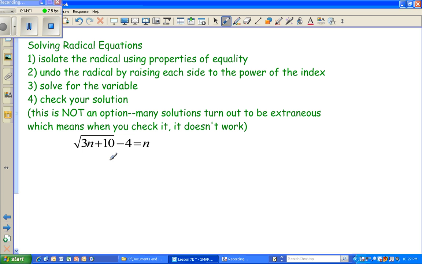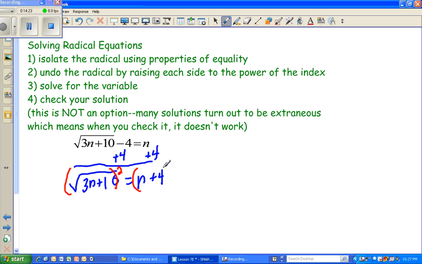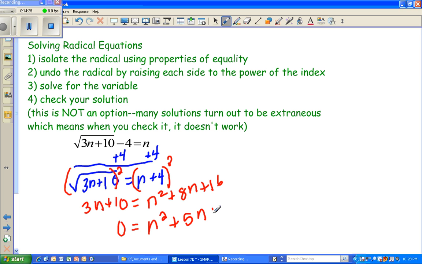All right, let's take a look at this one. You want to get the radical by itself, so we're going to take the 4 and move it over. That's going to give us our radical all by itself. You want to get rid of the square root by squaring. So you're going to get 3n plus 10 is equal to n squared plus 8n plus 16. It's quadratic, so we're going to set it equal to 0. You're going to subtract the 3n, subtract the 10.